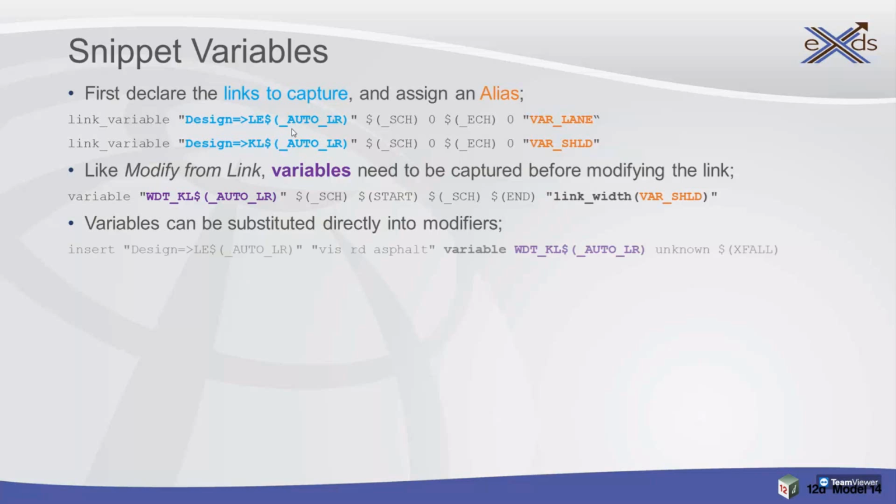Variables can be used in different ways. You can substitute them directly into a modifier. So we're inserting a string here. Like I said, this string here, we've captured the width of the lip of curb, and we're actually going to use that same width when we insert our edge string.